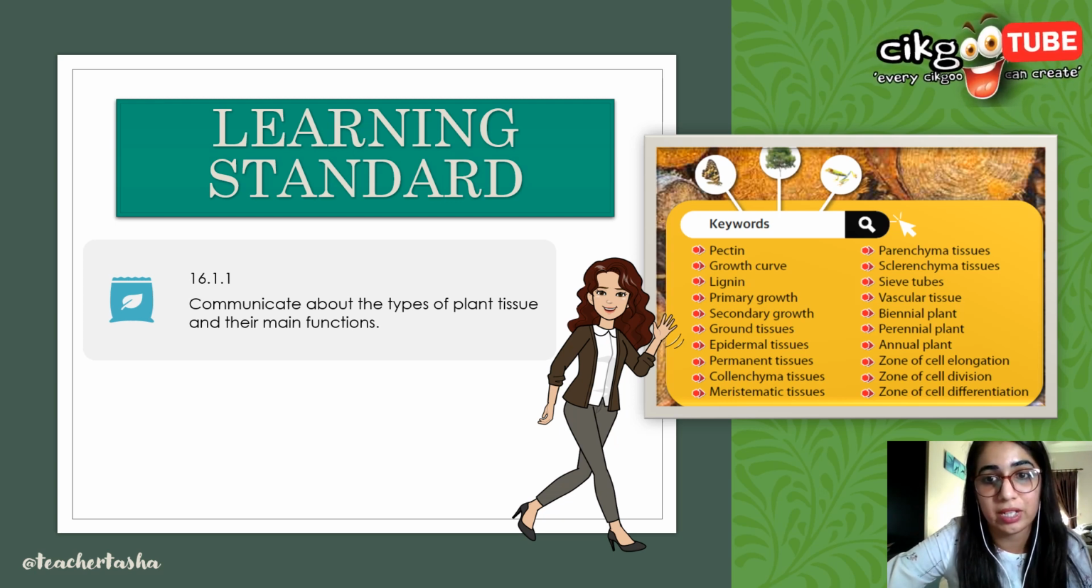So today we are going to look at pectin, lignin, ground tissue, epidermal tissue, permanent tissues, parenchyma, sclerenchyma, collenchyma, and vascular tissues. So all these things. I hope you are ready to take notes. Please be ready. Yeah, so let's do this.